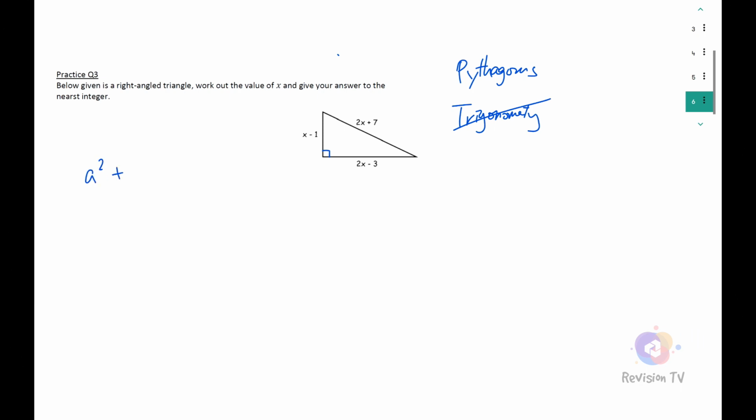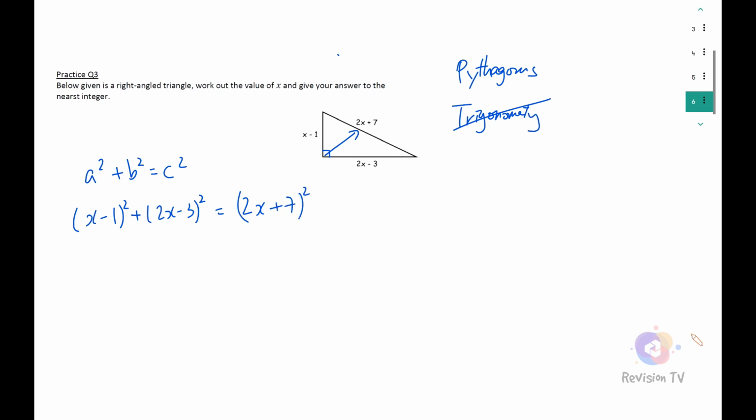Pythagoras: a squared plus b squared equals c squared. Okay, remember this, and may the Greek mathematician Pythagoras rest in peace. It doesn't matter which one is a and which is b, but c has to be the hypotenuse. So a could be x minus 1 squared, b is 2x minus 3 squared, equals 2x plus 7 squared.